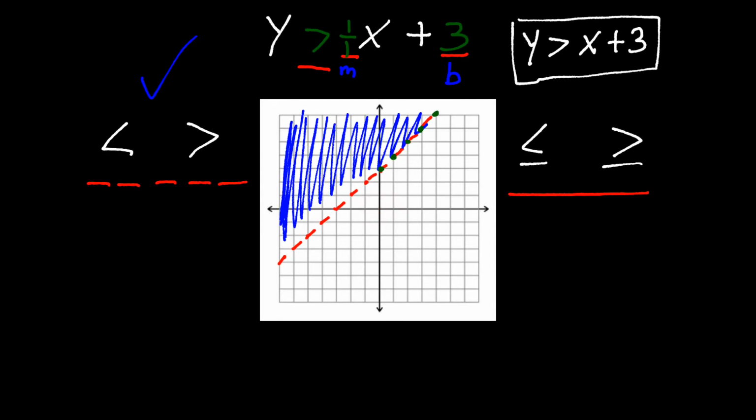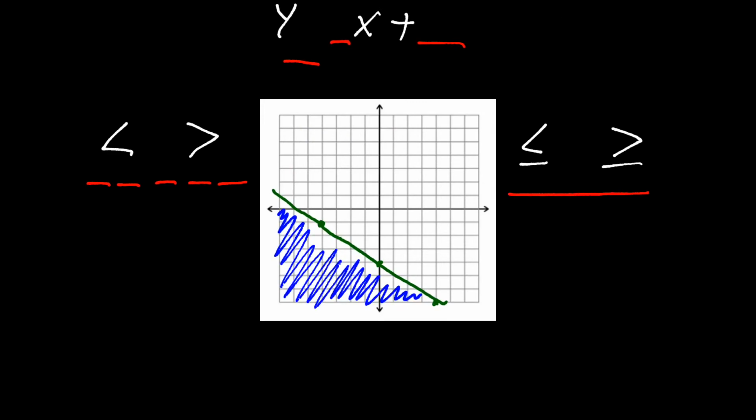If the shading and everything over here is correct, the origin will give us a false statement. So 0 is greater than 0 plus 3. 0 is greater than 3. And yeah, that's not true. So we most definitely have a false statement where the origin is, so this must be greater than, not less than. And this is the shading that we wanted. All right, let's try another one.